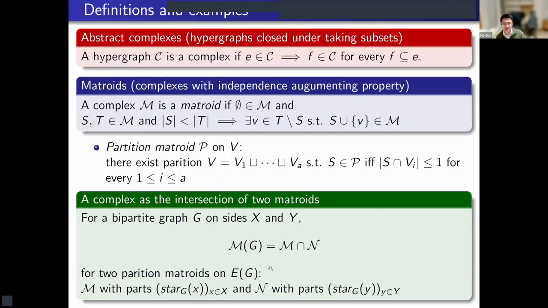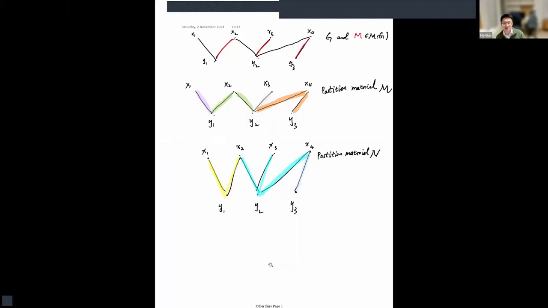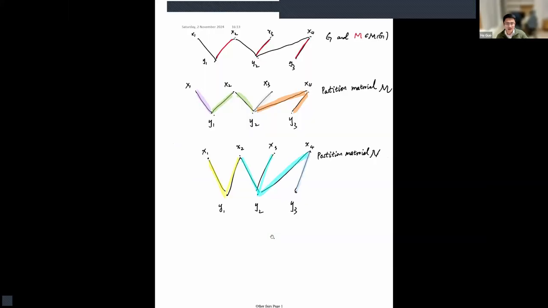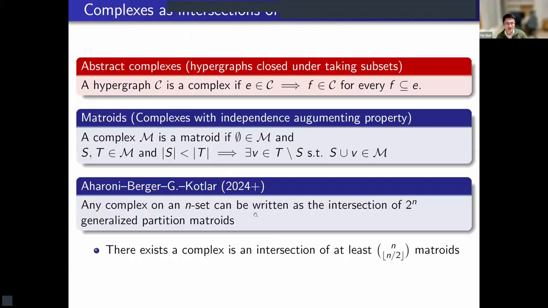And the other way around, if you have two partition matroids on the same ground set, you can also define a graph G such that the matching complex of G is just the intersection of the two partition matroids. That is a quick exercise. So that's why we ask the question: can we write a complex as an intersection of matroids? And actually, the answer is yes.